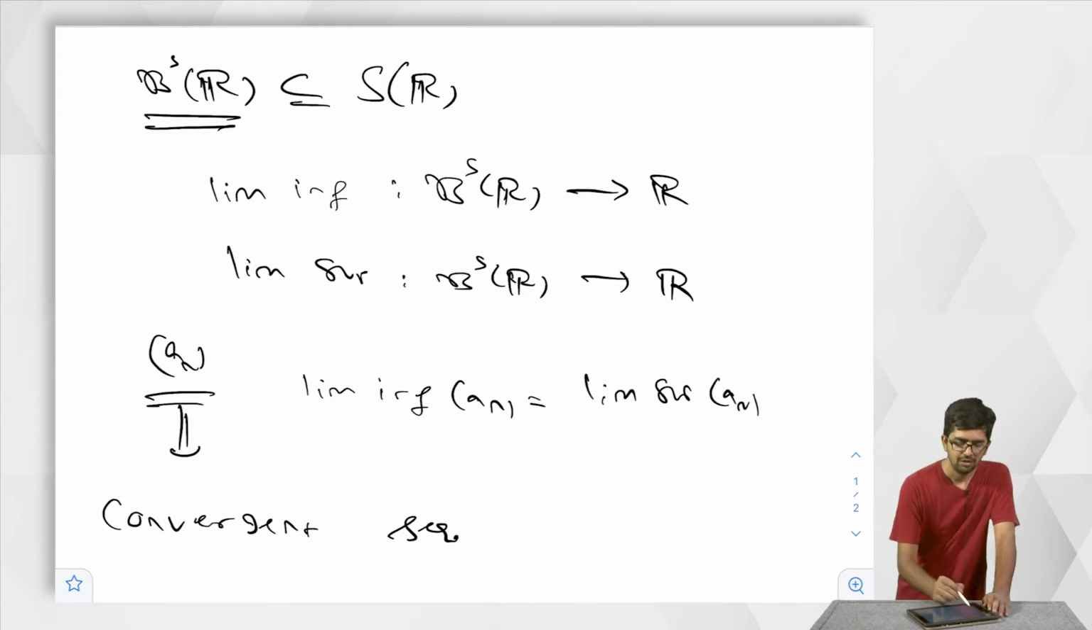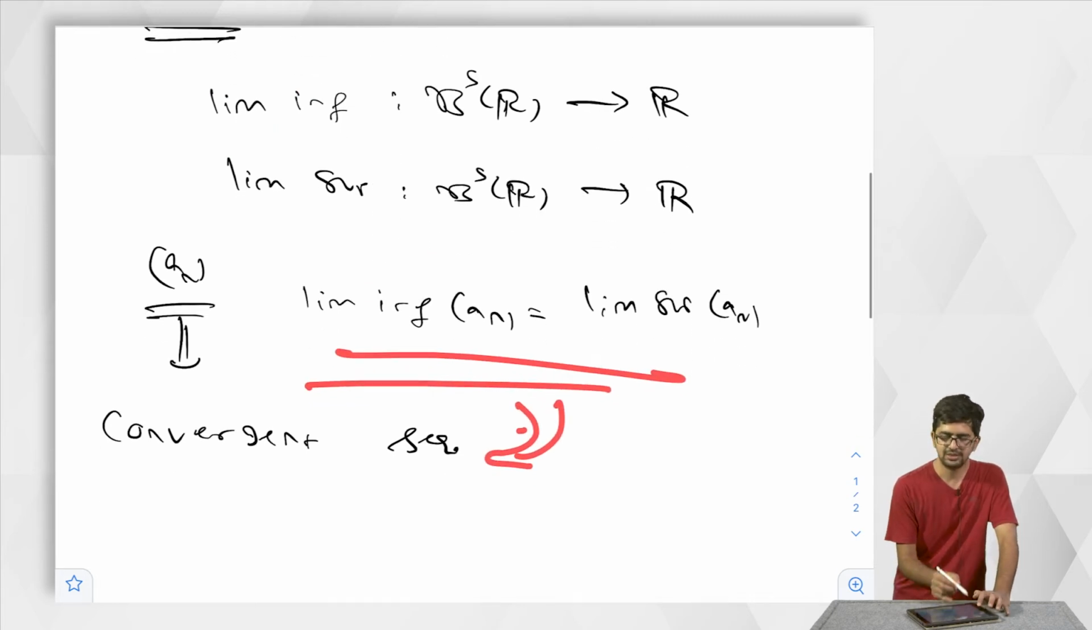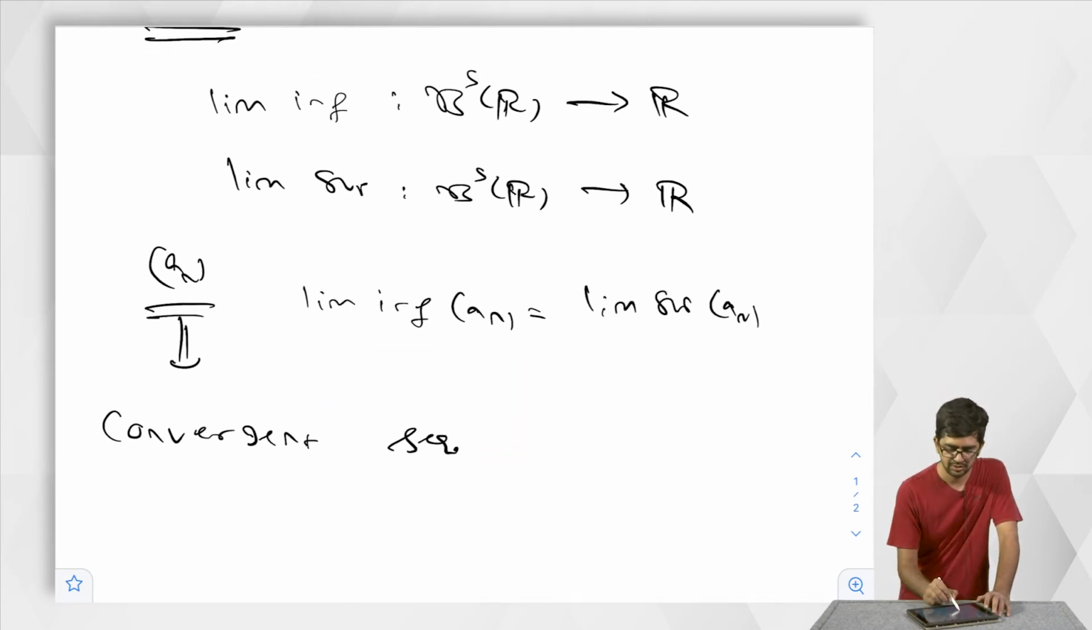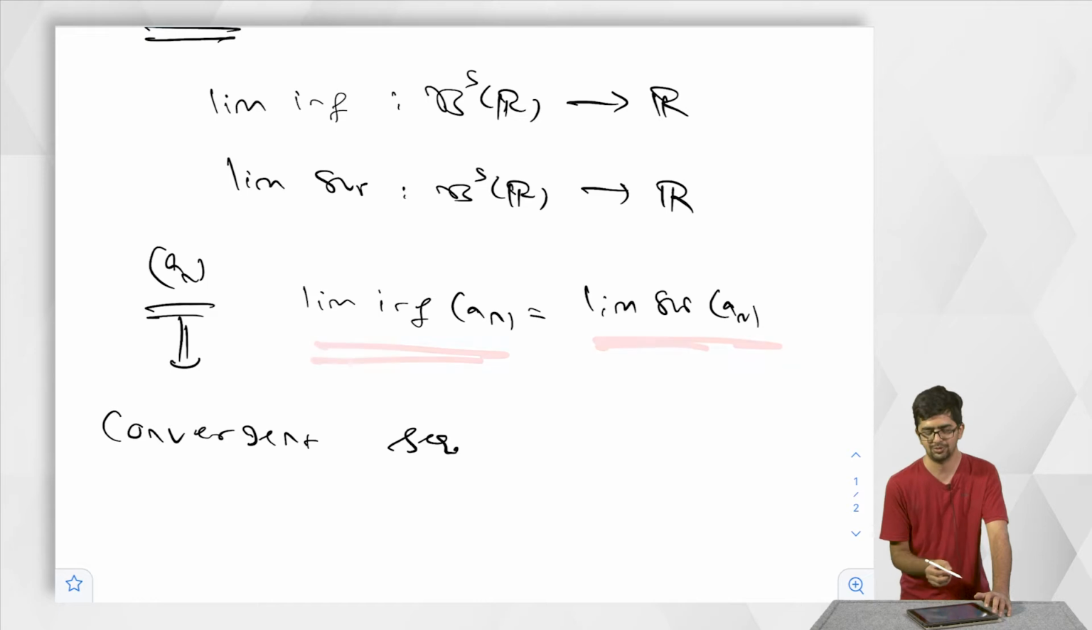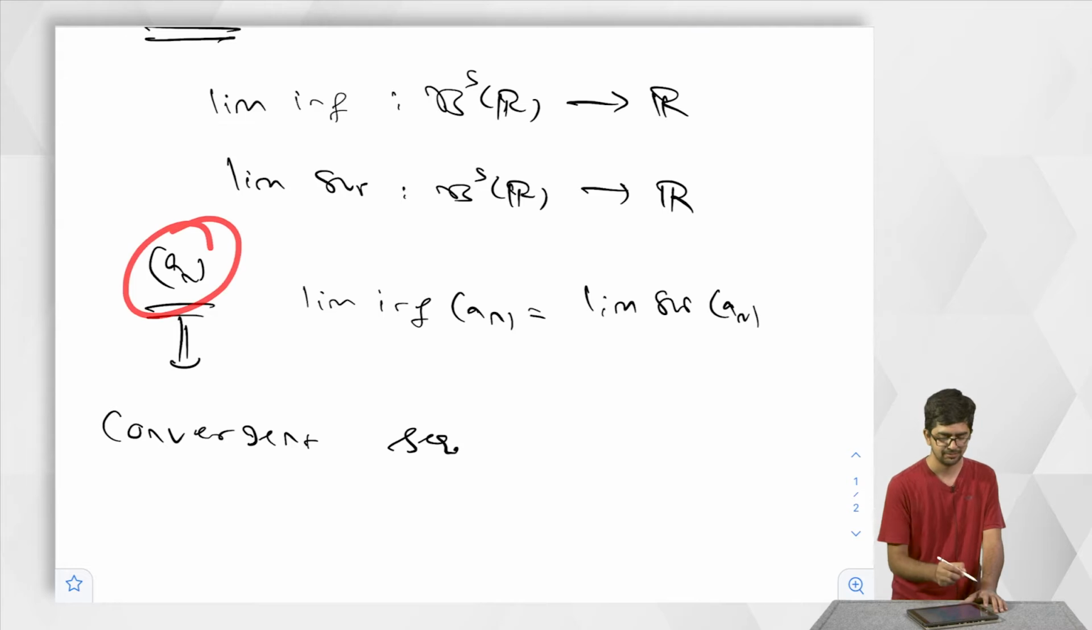Again let me repeat: for a bounded sequence in R we have these two maps. Starting with a bounded sequence, one can talk about lim_inf and lim_sup. Suppose they are the same, then we know that it is a convergent sequence, and I can just declare this common value as the limit of this sequence.